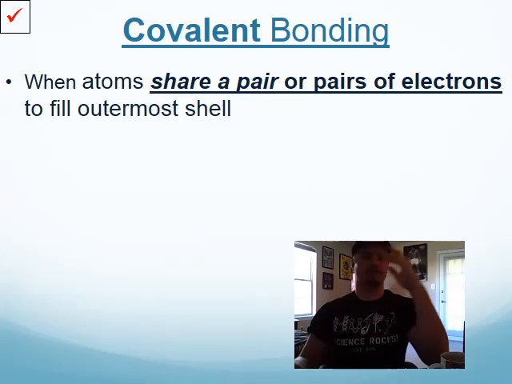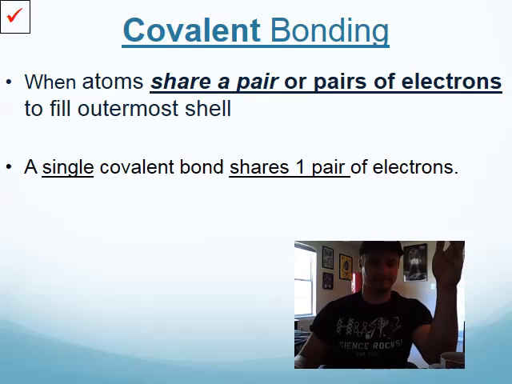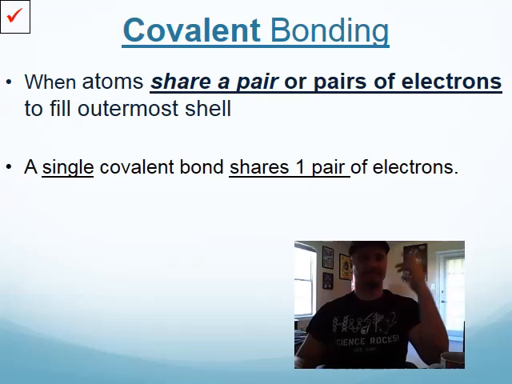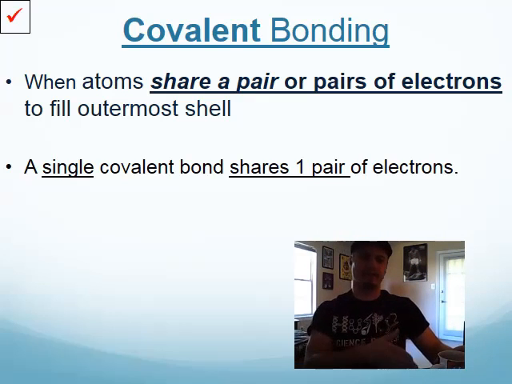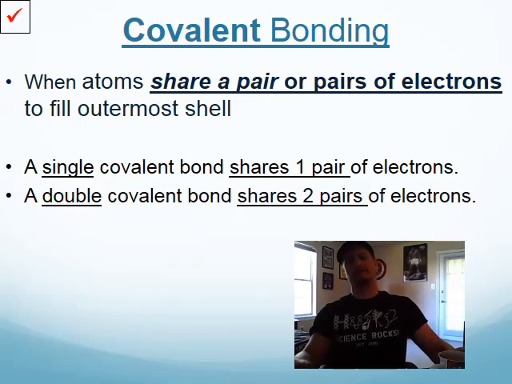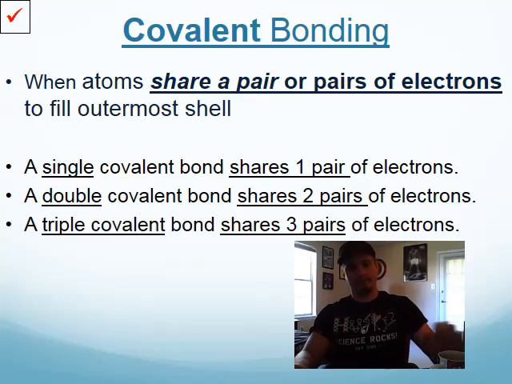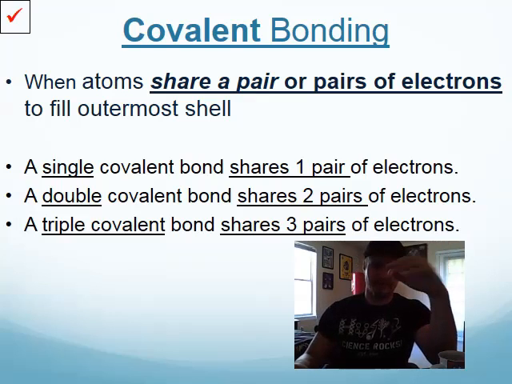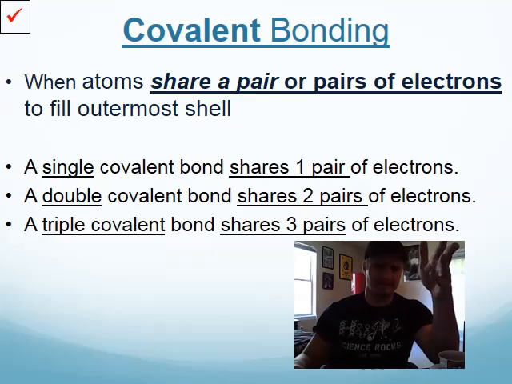So covalent is when atoms share a pair of electrons to fill the outermost shell. So that means we have a single covalent bond that shares 1 pair of electrons. So single covalent is sharing 1 pair, or 2. A double covalent, we're just doubling the amount. So a double covalent shares 2 pairs of electrons, or 4. A triple covalent shares 3 pairs, so 6. But we're not really going to be moving past, I think, single covalent in this class.